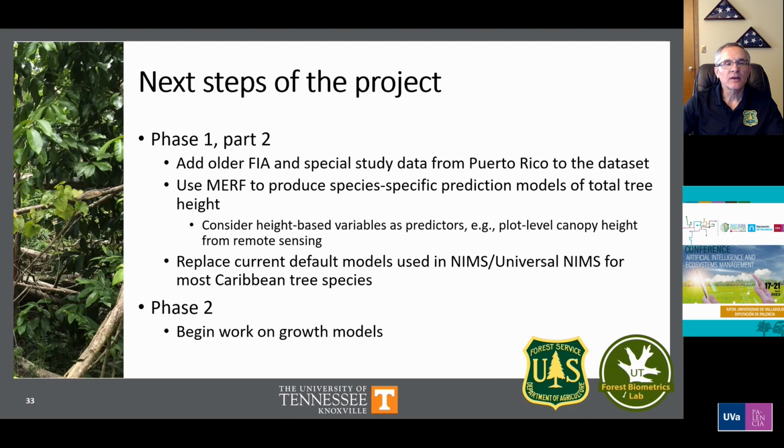And very briefly, our next steps now are to continue refining this modeling procedure and also move on to modeling growth on these species, including the Jamaica data and hopefully some data we just acquired from the National Forest Inventory Program across several Pacific Island nations.